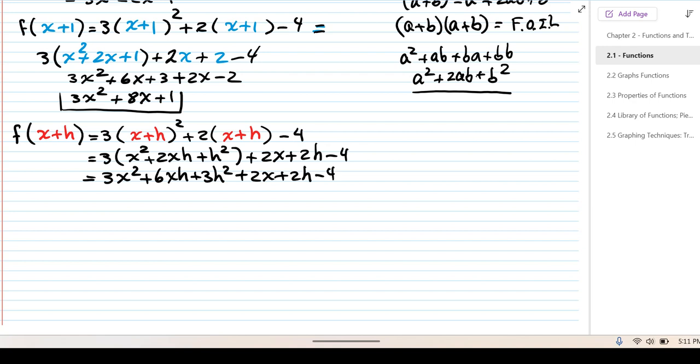And then, in search of like terms, I don't see them. Each of these is different, aren't they? So there you have it. And that will be the result of f at x plus h.